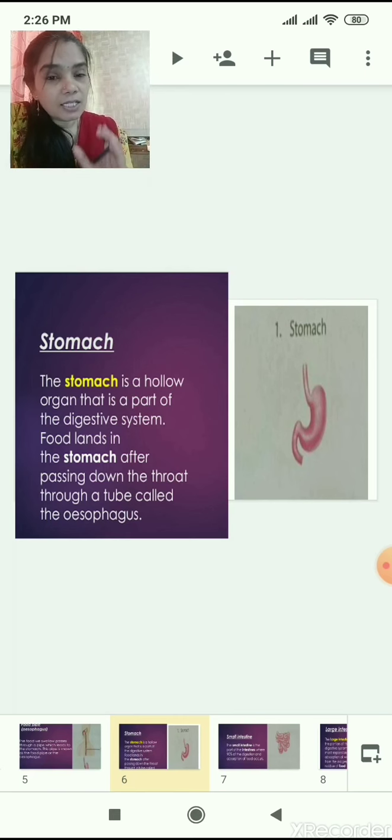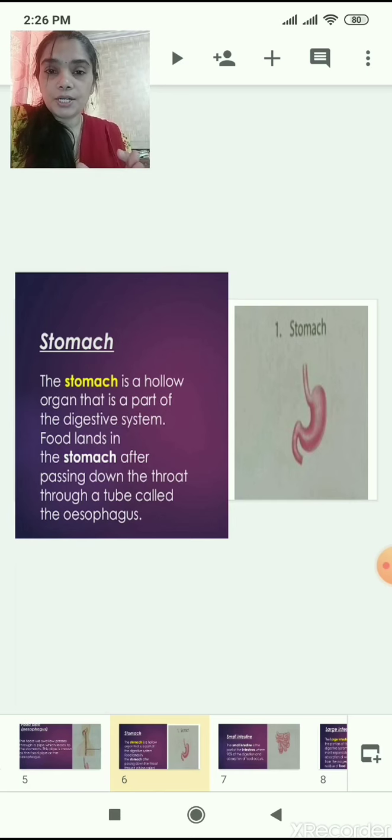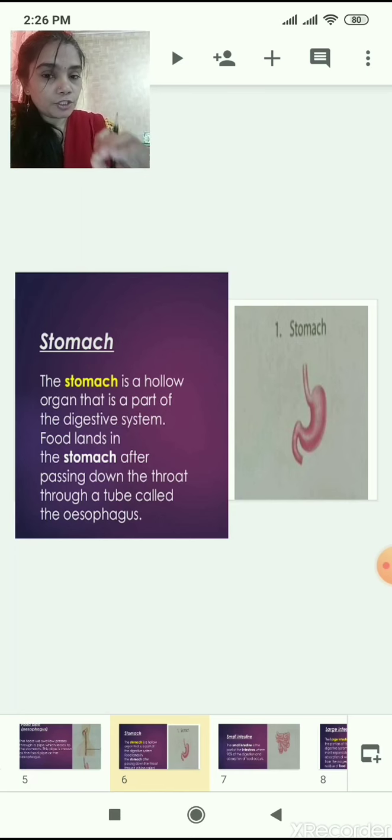It looks like a simple pouch. See how it is looking? It looks like a small pouch, but it is tougher than any other organ inside the body. It is the strongest muscle. It is the strongest organ compared to any other organ in the body. So, understood the process of the stomach?